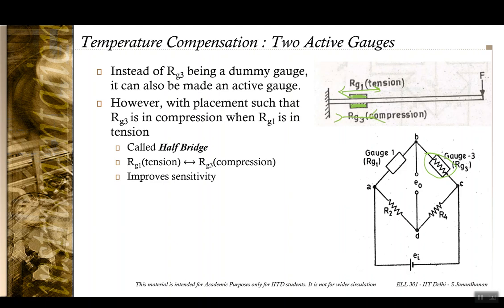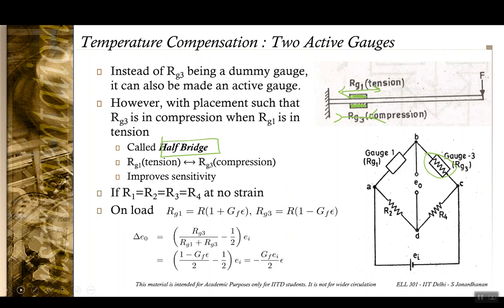Now this circuit where you have two active gauges is called a half bridge circuit, and the way its sensitivity is improved is by this method. So when there is a load, RG1 increases, RG3 decreases by the same factor, because the tension here is translated to a similar compression on the other side. Therefore, the change in the output voltage is given by this expression, which is GF EI by 2 epsilon. So this is twice the sensitivity of the quarter bridge.